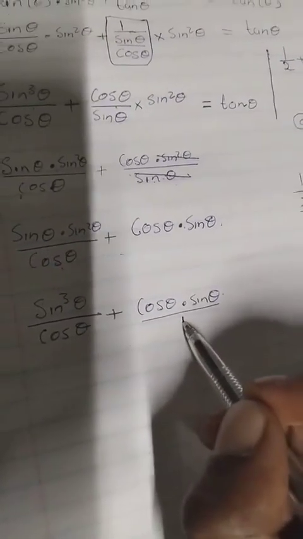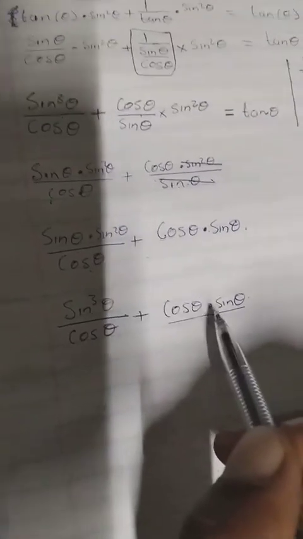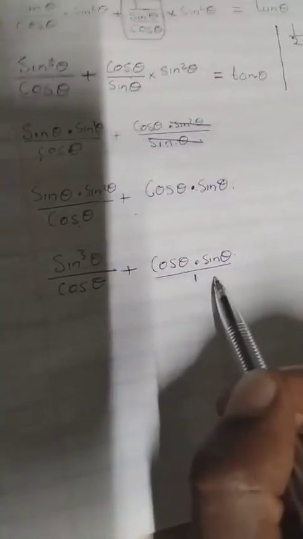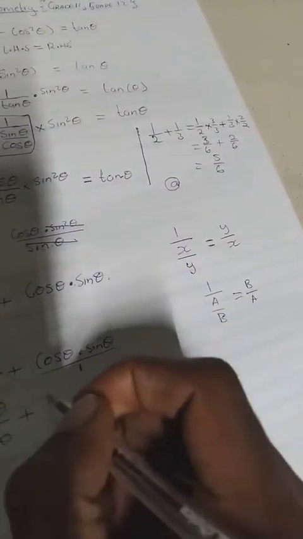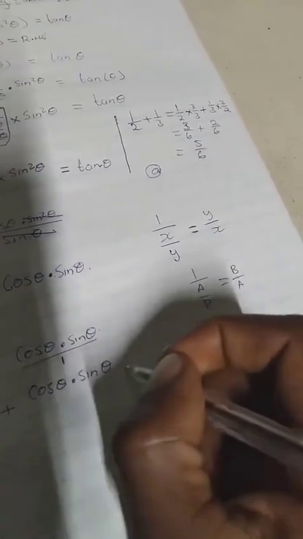Since here I have cos theta sin theta over 1, I'm going to make sure that this term will have the same denominator as that. So let's continue. Sine 3 theta over cos theta is going to be plus cos theta sin theta. Cos theta multiplied by sine theta multiplied by, what am I going to multiply with? Let me ask you guys, what am I going to multiply this term with? How can I multiply this term with 1? The one that I'm going to multiply with, I'm just going to say cos theta over cos theta.